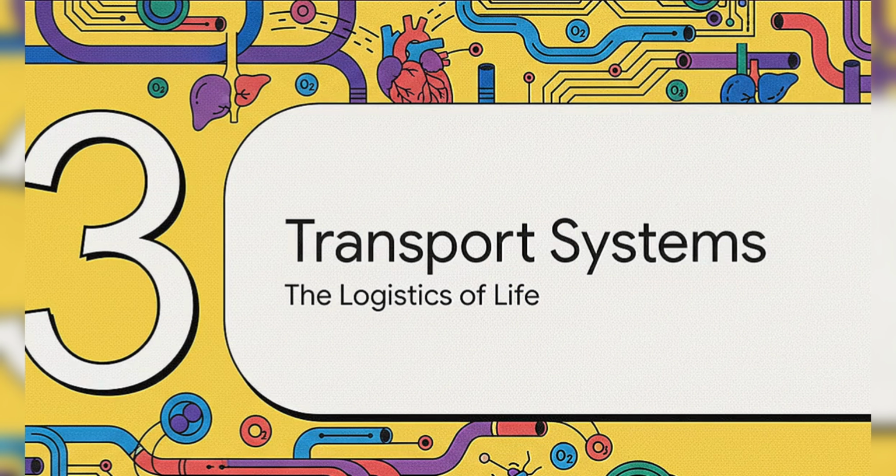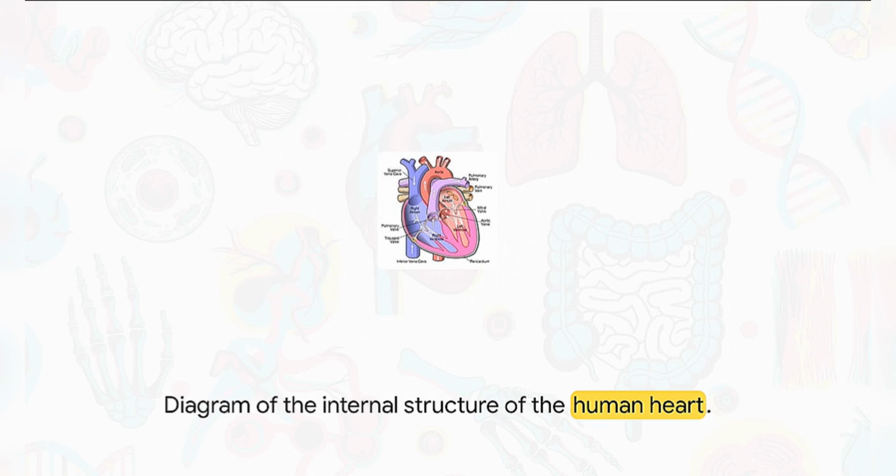All right, Section 3, Transport Systems. An organ can't survive in isolation. To keep this massive biological factory running and maintain a stable, balanced state, a crucial concept we call homeostasis, you need some serious logistics networks. The human heart is the absolute engine of your circulatory system, and it has its own built-in electrical conduction system.